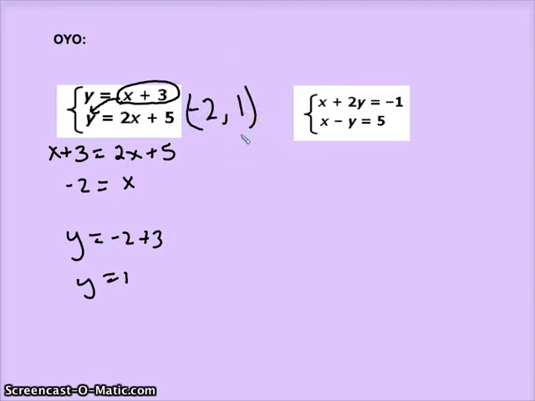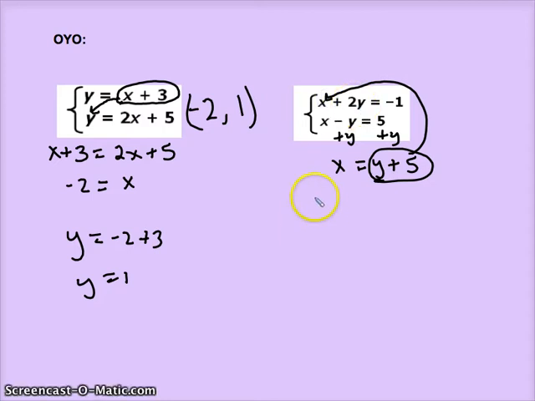Alright, in the second one, you had to do a little work before you could substitute. You had to get one variable all by itself. I'm going to work with this bottom equation because x and y don't have any coefficients, and since I don't like to work with negative numbers, I'm going to go ahead and add y to both sides. So this bottom equation is now x equals y plus 5. Now I can plug y plus 5 into the top equation for x.